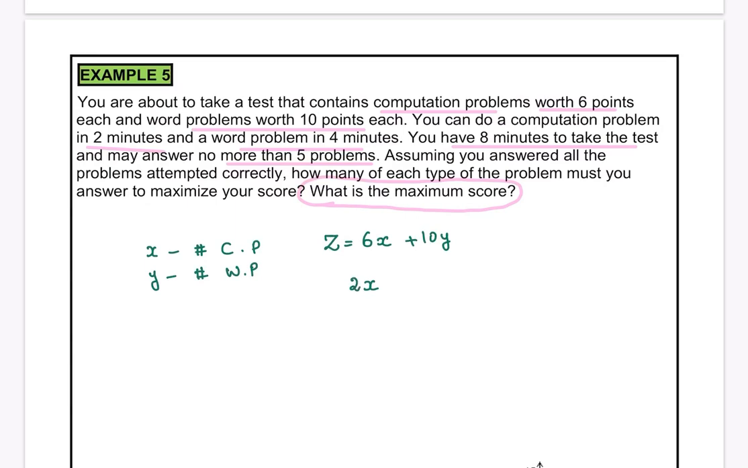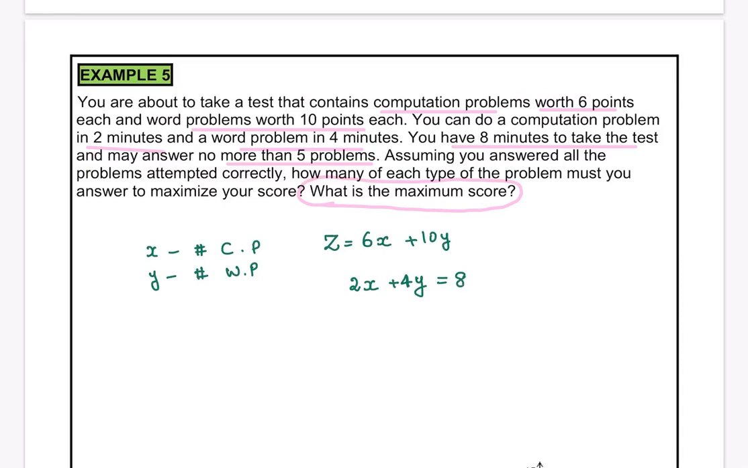And then if you do word problems, that's going to take you 4 times the number of word problems. And then all of these two together should not be more than 8. That's all you have. You have only 8 minutes to take the test.